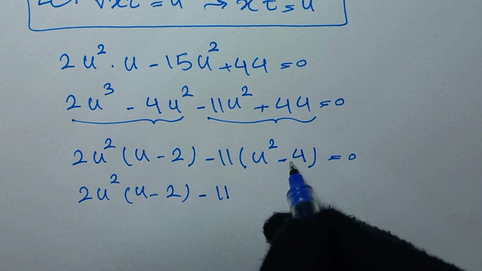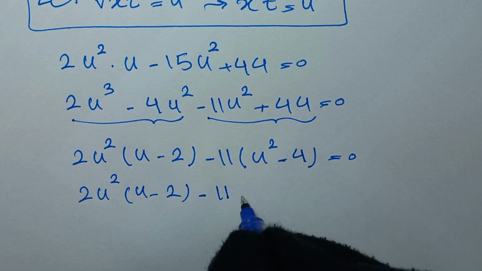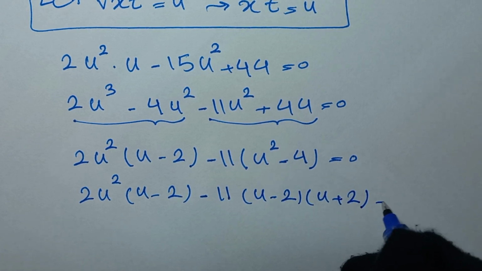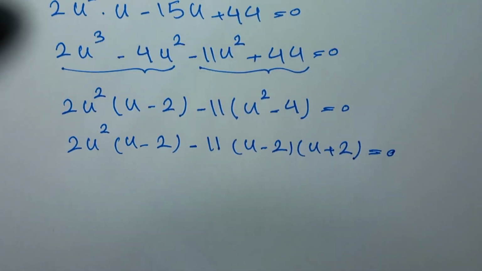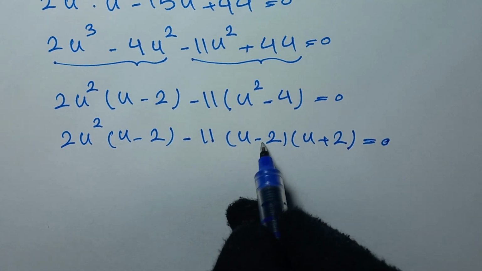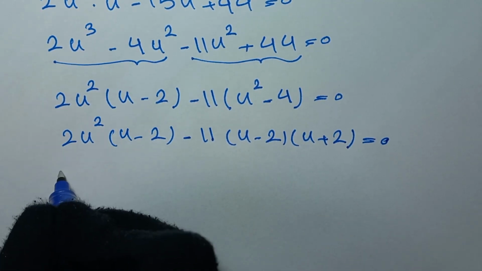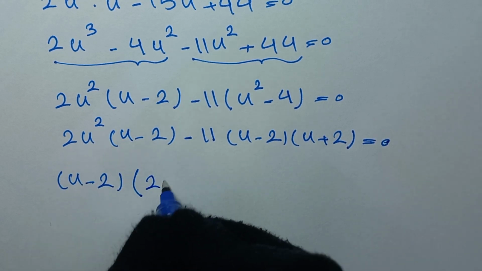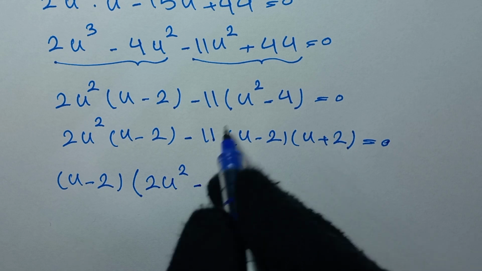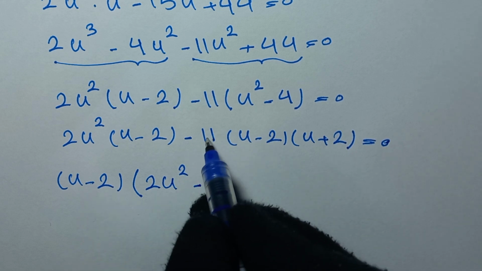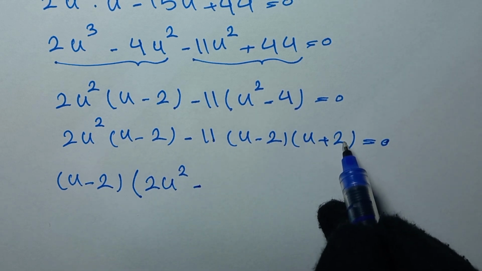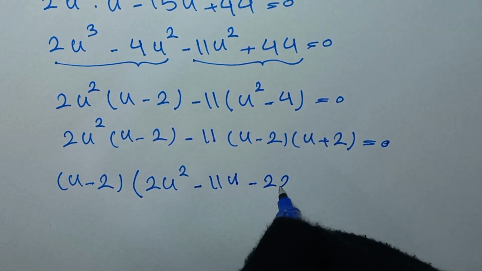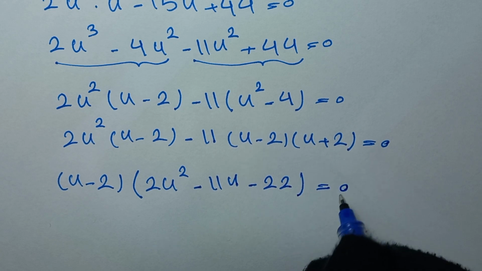And this is in the form of difference of squares, and we can write this as (u minus 2) times (u plus 2) is equal to 0. And here, u minus 2 is common, so we factor u minus 2, and it will be this divided by this, 2u squared, minus this divided by this, negative 11, times (u plus 2), right? And this times this, it will be negative 11u minus 22 is equal to 0.